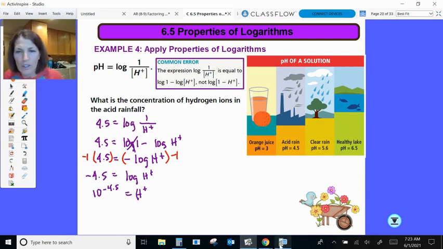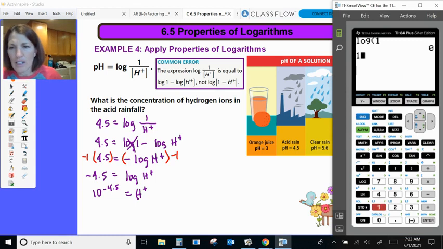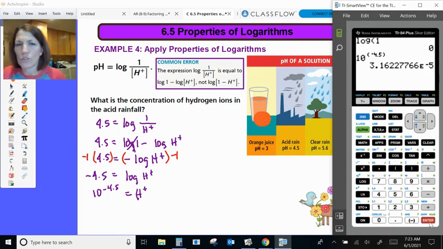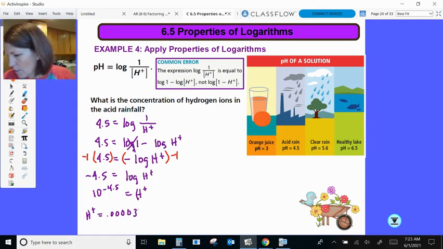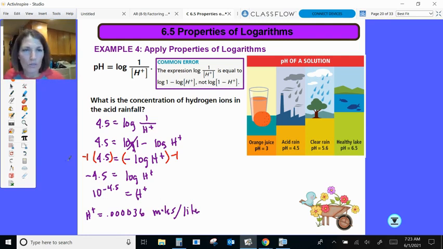Now let's go ahead and stick it in here and see what happens. So we have 10 to the negative 4.5, whoops, not 9, 4.5. That's this exponent, so we have to move our decimal 5 places. So our hydrogen concentration is going to be 0.00003, what was that, 36, I believe. Yeah, 36 moles per liter, right? Moles per liter is what that was in. And that's how you solve that, just using your equation and exponentiation.